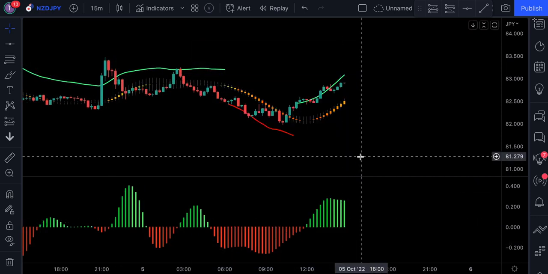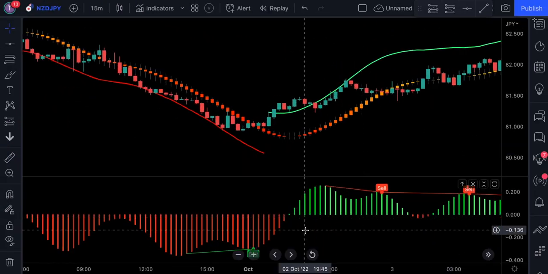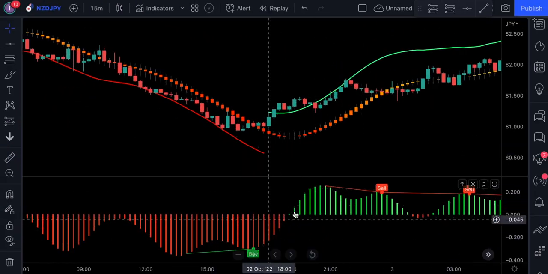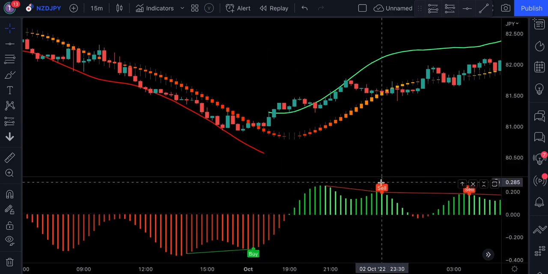Alright, now let's understand how these indicators work. First, let's start with the TMO. This is going to be our main confirmation indicator. Based on its signals, we're going to be placing buy and sell orders. The following oscillator is based on the momentum of a triangular moving average, hence the name triangular momentum, because of the very smooth property of the triangular moving average.